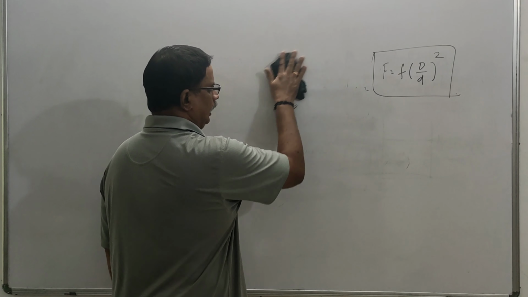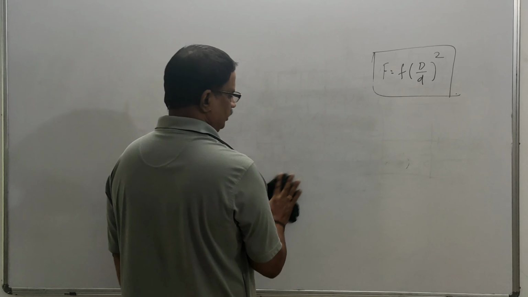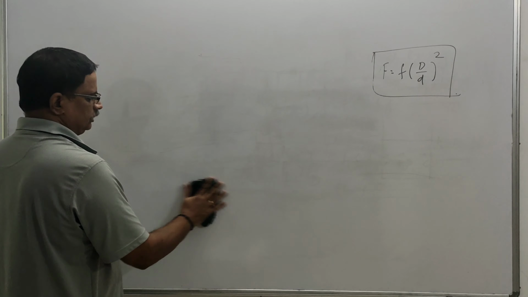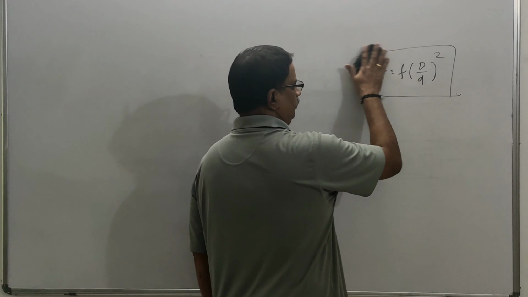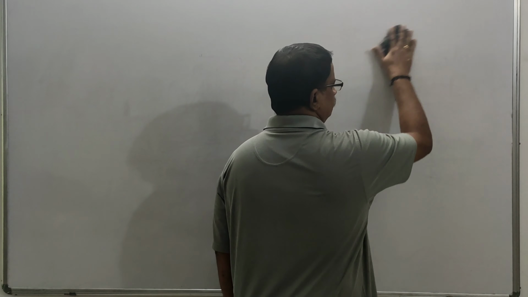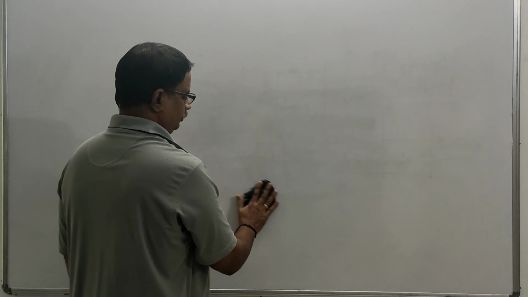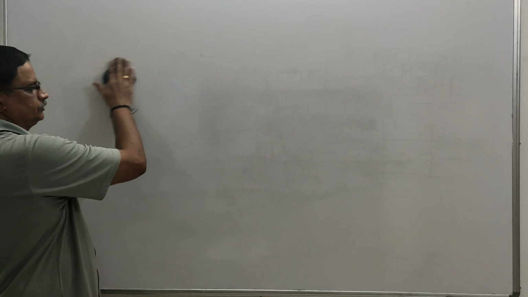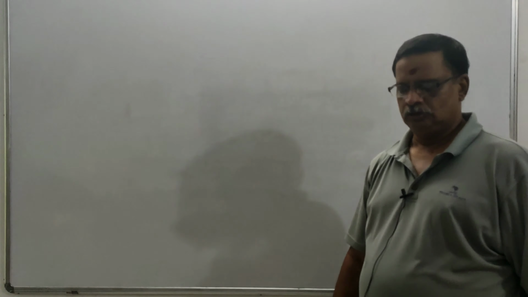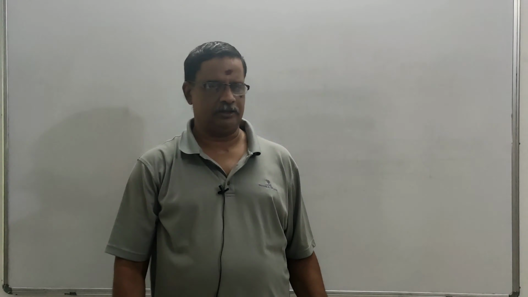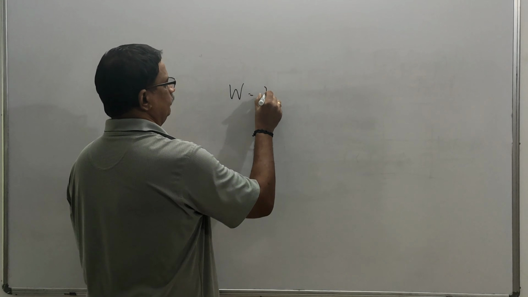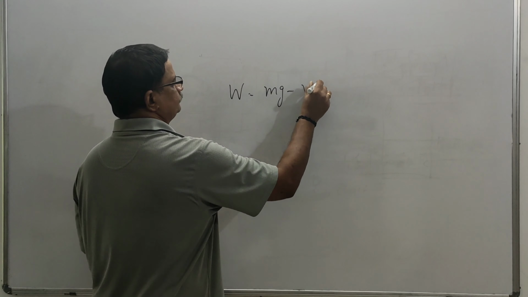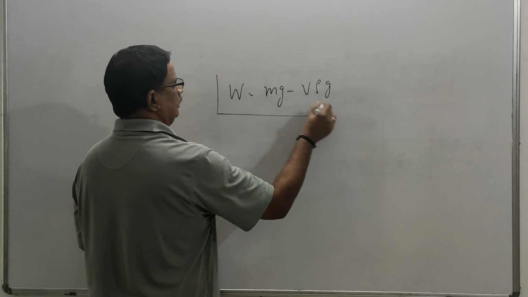Next is Archimedes principle and flotation, which is the heart of this chapter. If somebody asks me what is the heart of this chapter, my answer will be Archimedes principle and flotation. Both are very, very important, and many students have not studied these two properly. Now Archimedes principle is nothing but: apparent weight of a body immersed in a fluid will be mg minus V rho g. This is Archimedes principle.